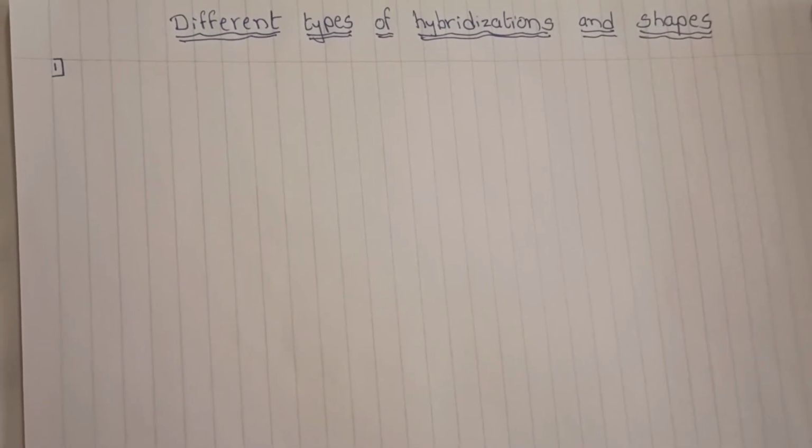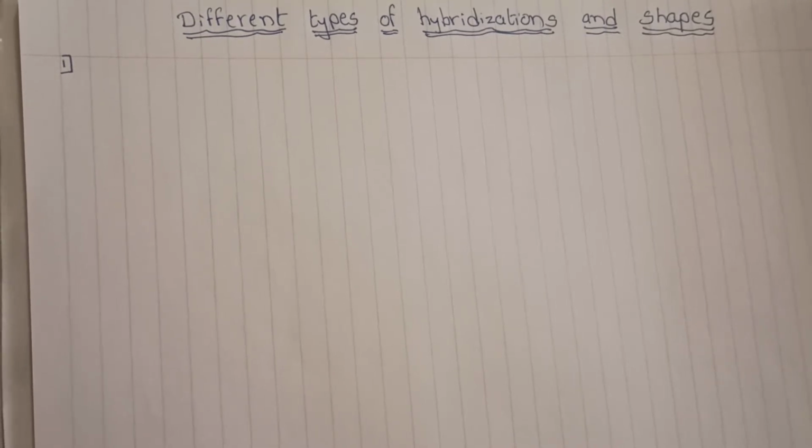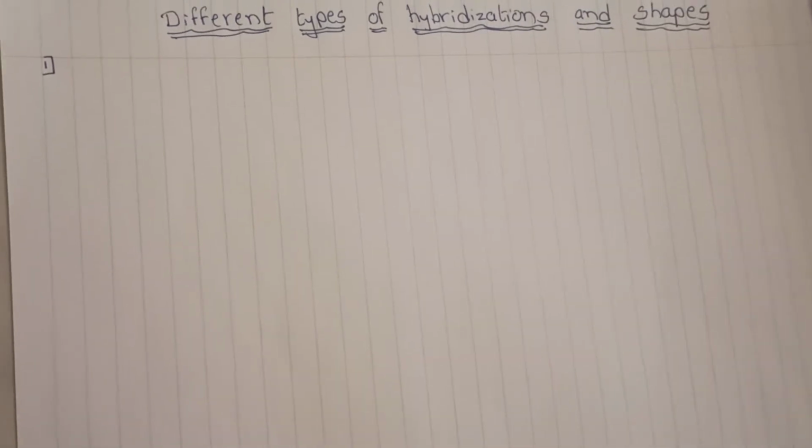In this video I am going to explain different types of hybridizations and how to assign shapes based on the hybridization. Even though a molecule undergoes the same type of hybridization, depending on the number of lone pairs present on the central atom, the shape of the molecule may differ. That's why here I am going to consider both hybridization as well as the number of lone pairs, and based on that, how we can assign the shape for each molecule.